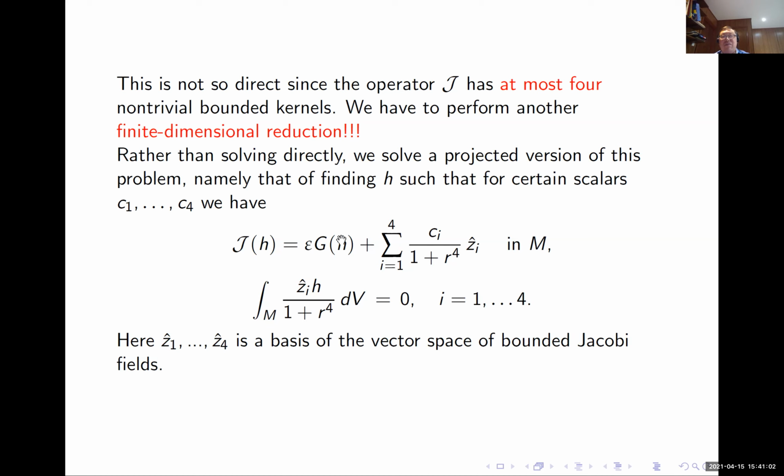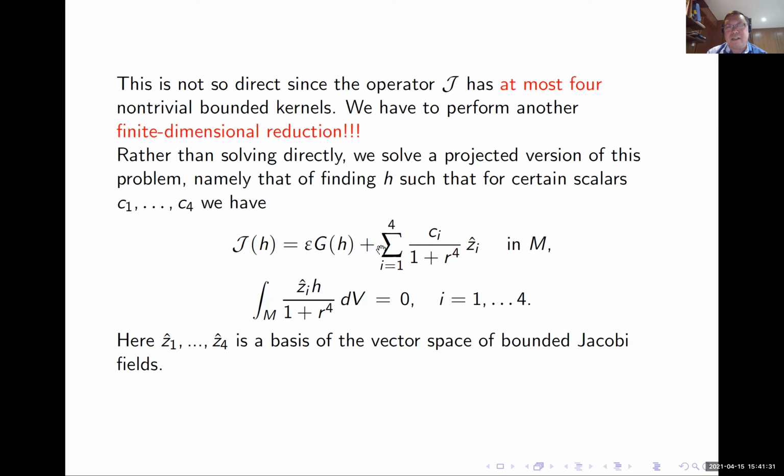We can only solve this problem up to some Lagrange multipliers. Again, we have 4 Lagrange multipliers, C1, C2, C3. So we cannot solve the Jacobi operator completely. This is because we have 4 bounded kernels. We can only solve up to 4 Lagrange multipliers.